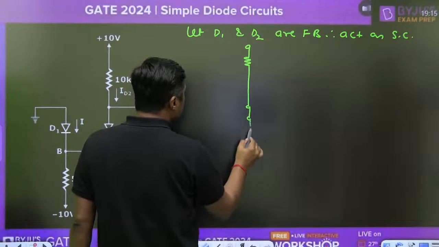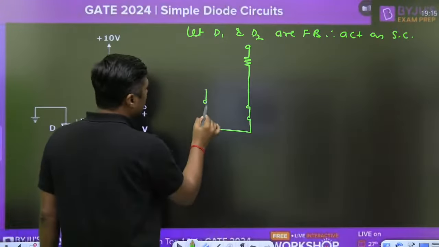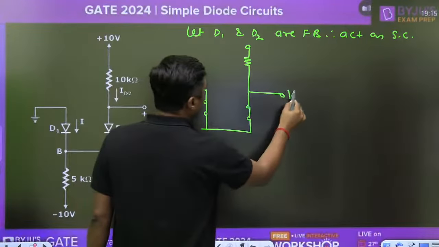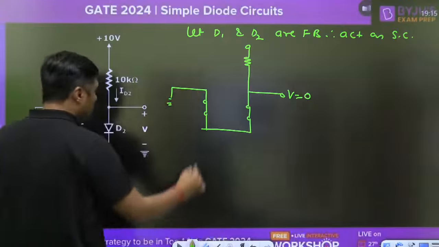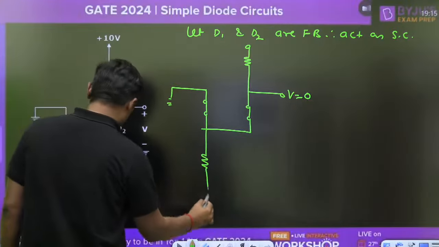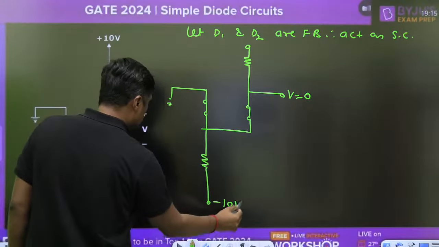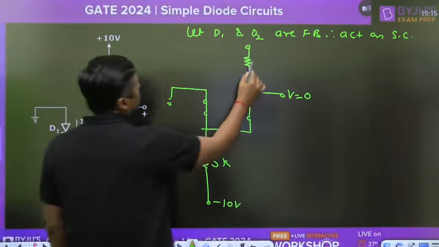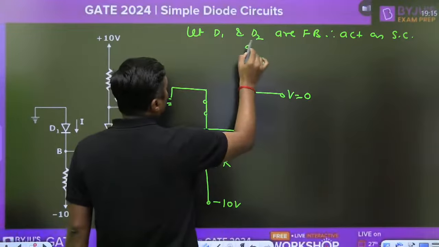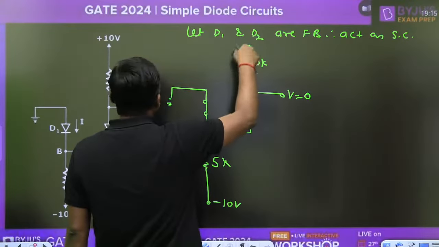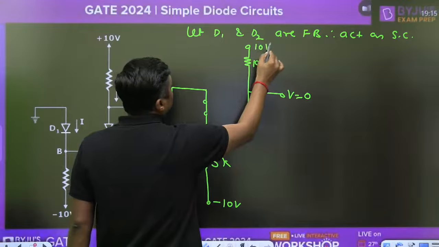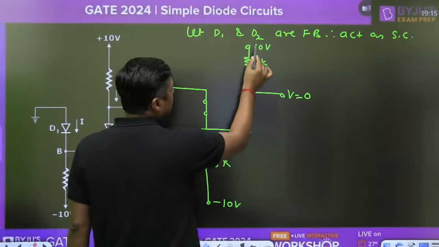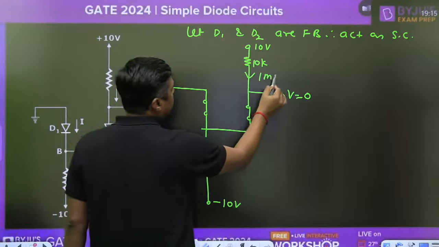Now we will check. This diode acts as short circuit. This diode acts as short circuit. This point is connected to ground, and that's why this V will become 0. Okay. Now this is the 5 kilo ohm resistor, minus 10 volt, and this is the 5 kilo ohm. And this is the 10 kilo ohm. Now try to understand what is the current here. Because this voltage is 0, you can find the current: 10 minus 0 divided by 10, that is 1 milliampere.